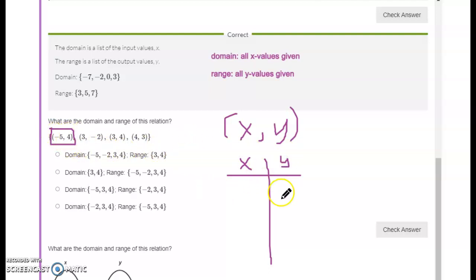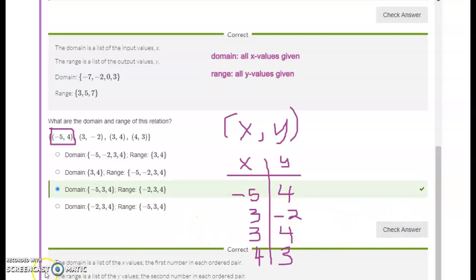So our first point is -5, 4. Put that in the table. The next point is 3, -2. And I'll draw the rest of the points here. So I got my table filled out, and we just want to see what our domain and range is going to be. The x values are -5, 3, and 4. The only option I'm seeing that has that is option C. And then the range -2, 3, and 4, that looks good too, because we don't have to write the 4 twice. So that's going to be our correct answer for that one.